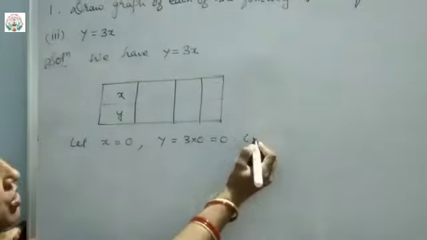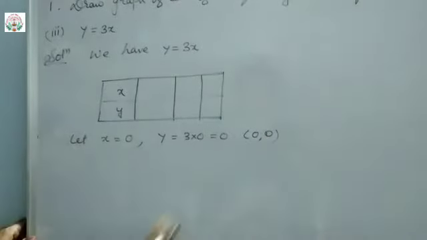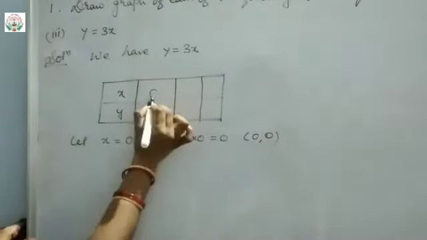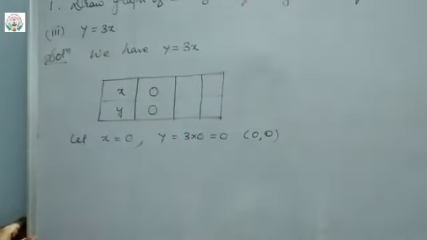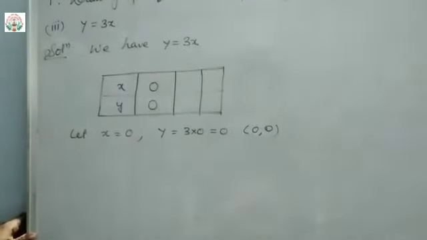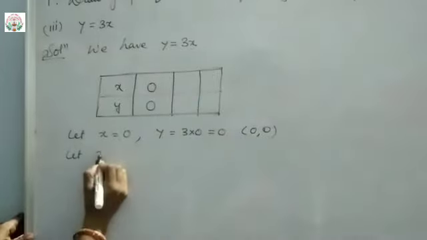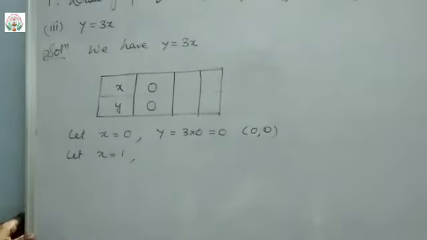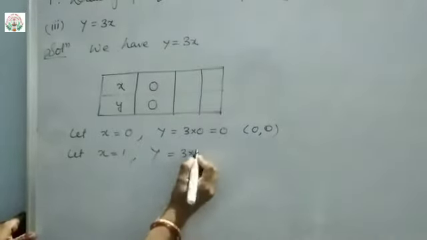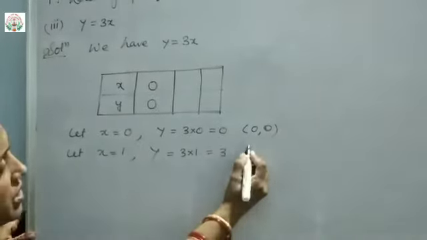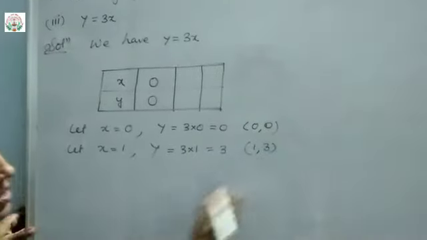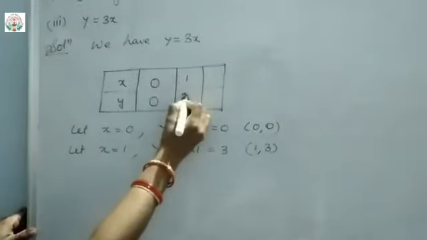That means my point is what? When x is 0, y is also 0. That means it passes through the origin. The graph passes through the origin. When both are 0 means it passes through the origin. Now again let x equals to 1. If x is 1, then what will be my y value? 3 into 1 equals to 3. So when x is 1, y value is 3. So here 1 and 3.